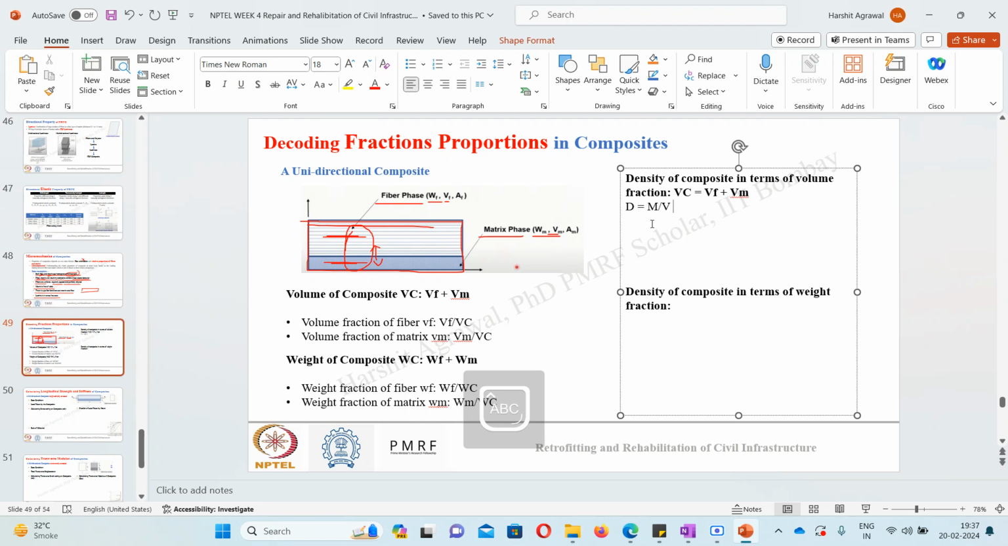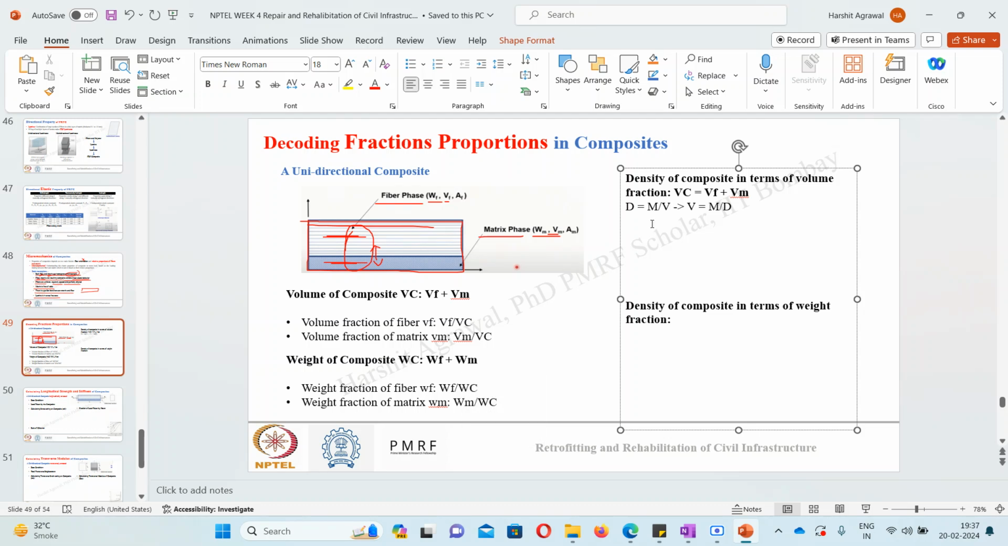Okay, so I can write volume as mass upon density. Instead of volume, I will write it in terms of mass and density. It will become mc upon dc. So mass of composite upon density of composite is equal to mass of fiber upon density of fiber plus mass of matrix upon density of matrix.